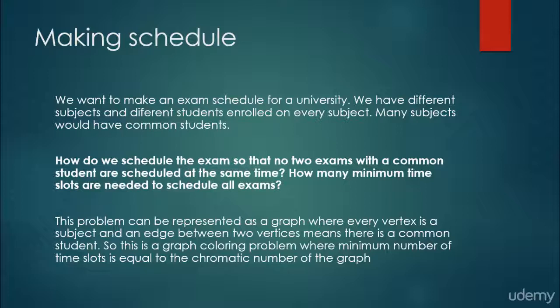We are going to see that there are 2 main algorithms: the greedy one and one that relies on some heuristics. It is called the Welsh Powell algorithm, and this is why it's very important to be familiar with these kinds of techniques, because there's lots of applications of the coloring problem. So this problem can be represented as a graph where every vertex is a subject and an edge between 2 vertices means there is a common student. So this is a graph coloring problem where the minimum number of time slots is equal to the chromatic number of the graph.